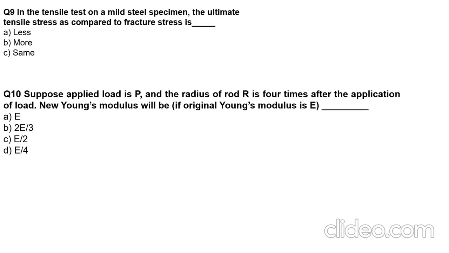So we have another question that says, in a tensile test on a mild steel sample, the ultimate tensile stress as compared to fracture stress is less, more, or same. So you know what is ultimate tensile stress in a stress strain curve. You also know what is a fracture stress. So you have to say if it is a mild steel sample. It is important to mention what kind of a sample it is. So if it is a mild steel sample, what will be the value of your stresses?